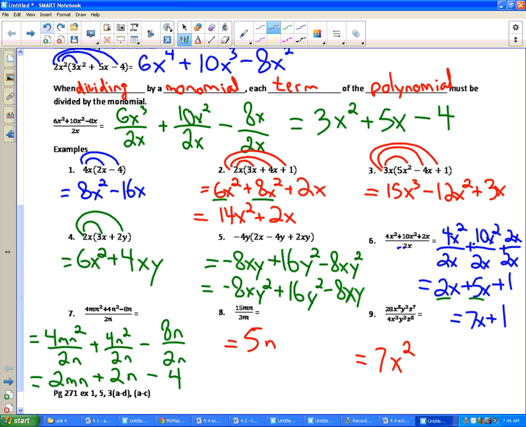Our exponent law, we subtract our exponents. 3 minus 2 is just 1. And lastly, z to the 7 divided by z to the 5. Our exponent law, again, we subtract our exponents and we get z squared. And that's our answer. There's a bunch of examples here as we look at the distributive property.